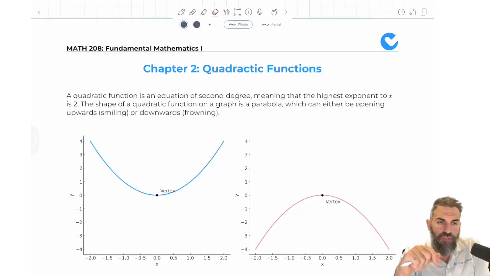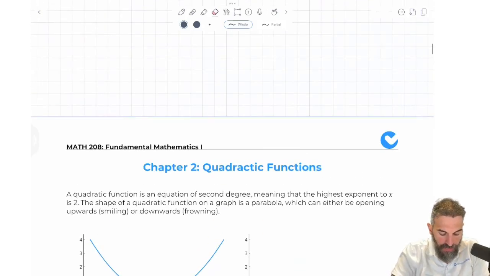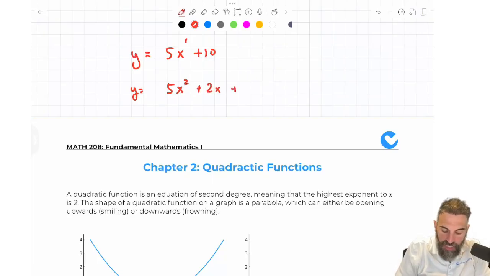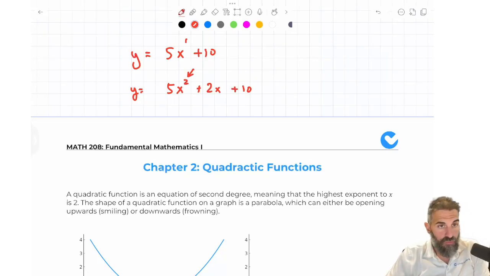So a quadratic function is a function of the second degree, meaning that its highest exponent is a 2. Versus a linear function, which was an equation of the first degree, where the highest exponent was a 1. So if I compare them, a linear function would be something like y equals 5x plus 10, where the highest exponent is a 1. A quadratic function is 5x squared, let's say, plus 2x plus 10, where the highest exponent is a 2.